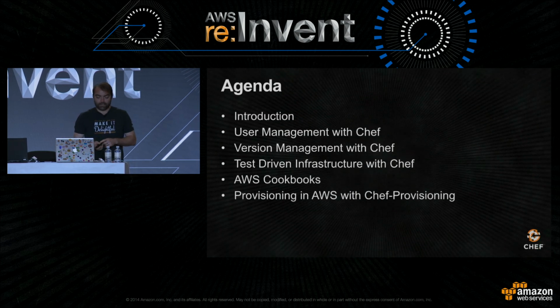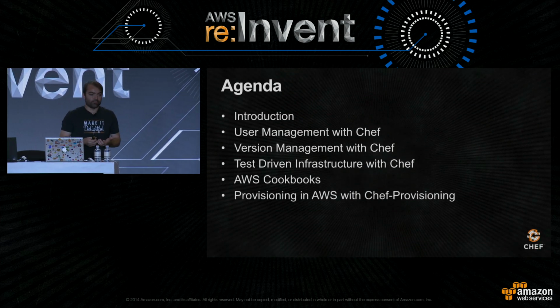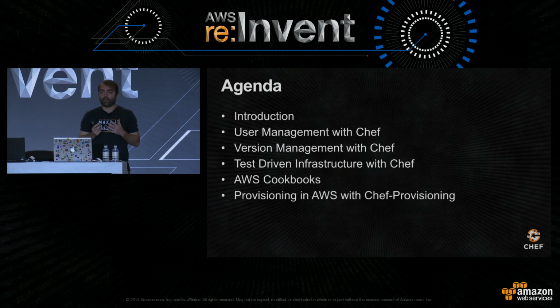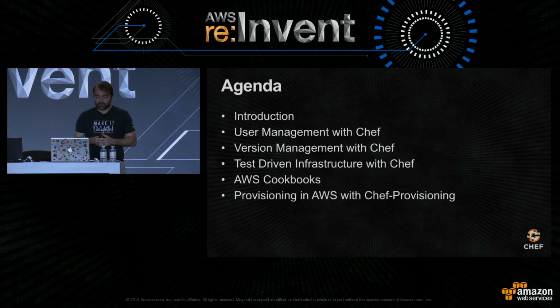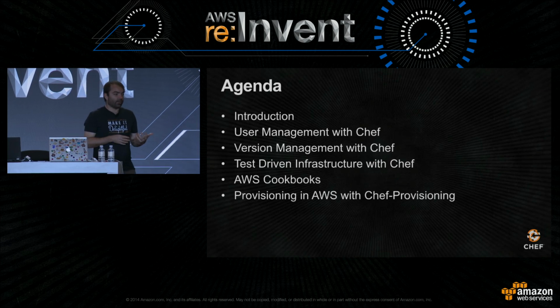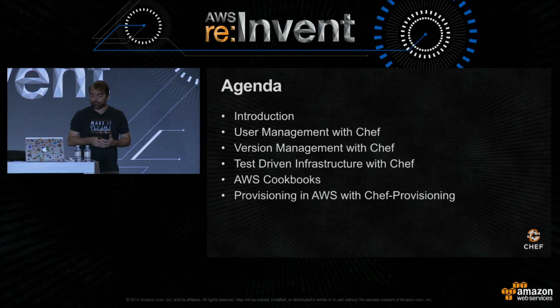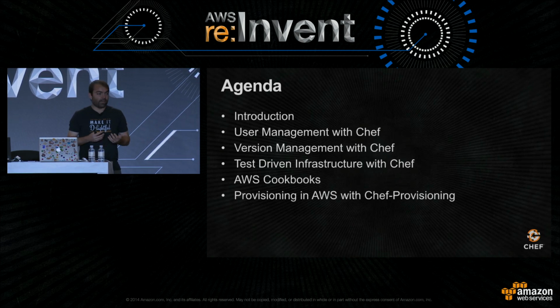So the agenda for today is we'll do a quick introduction. We'll do a quick recap of some of the paradigms in Chef, so when I'm using nomenclature, you guys remember what that means. We'll do a quick introduction of ourselves. And then we're going to talk about user management with Chef, managing versions not only in Chef, but also versions of applications as well. We're going to talk about something really awesome called test-driven infrastructure with Chef.